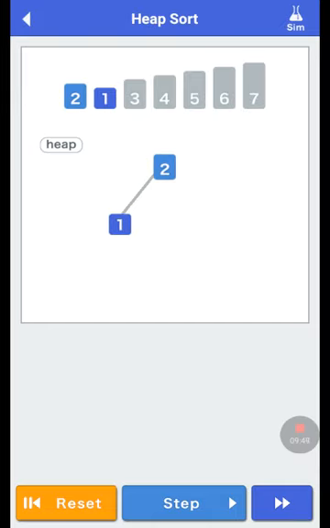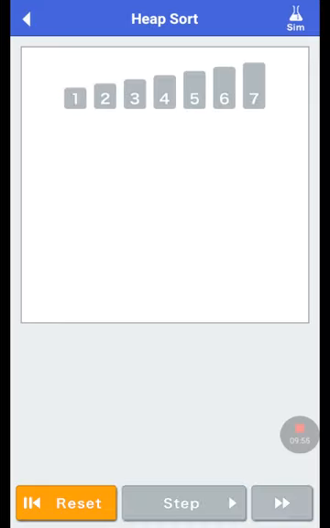Now we remove 2, and then lastly we have a tree with only a single node, 1, and we remove it. As a result, we now have a sorted list of numbers.